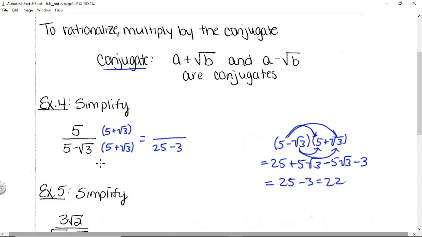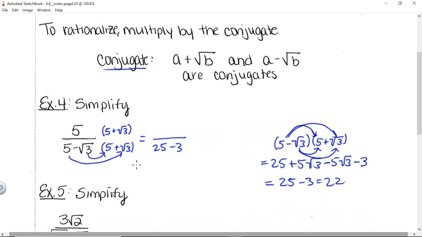And you can only do that and ignore the middle term. You ignore this times this, and you ignore this times this, because you know they cancel out, because you're using the conjugate, and it's always going to be a positive and a negative. It's going to work out and cancel those out.